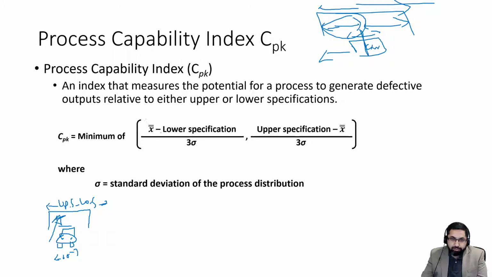Okay, so x bar bar minus lower spec is the distance between the middle of the car, which is the average value of the process, and the lower spec, divided by 3 sigma. And similarly, on the other side, you get upper spec minus x bar bar. This is how far the mean is from the upper spec, and you'll divide by 3 sigma. And of both numbers, you'll take the minimum.